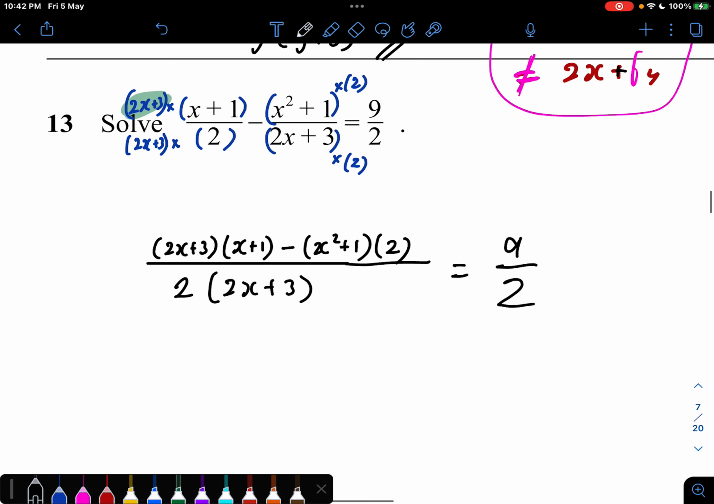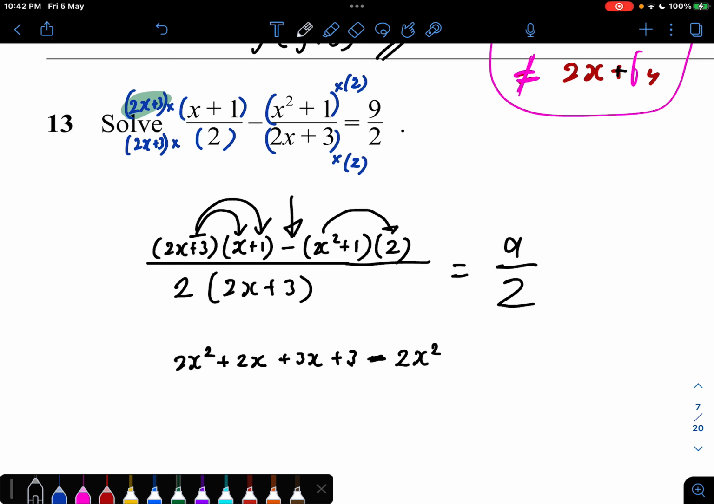Now we just have to distribute and expand. 1, 2, 3, 4. Right? Let's just do the first pair. 2x times x, get 2x squared. 2x times 1, you get 2x. 3 times x, 3x. 3 times 1, plus 3. Good. Minus sign over there, minus. x squared times 2, 2x squared. 1 times 2, you get plus 2.